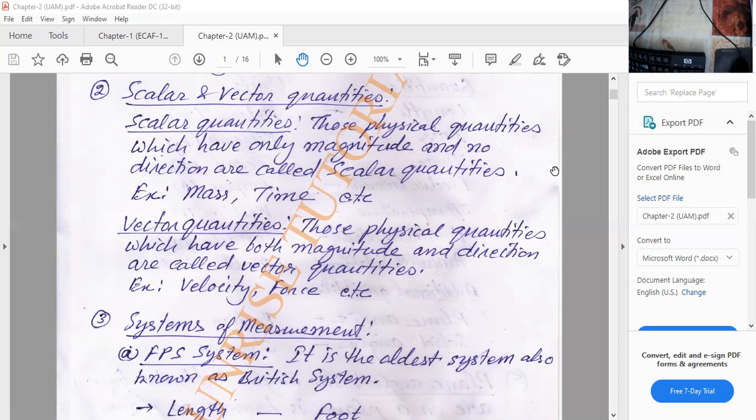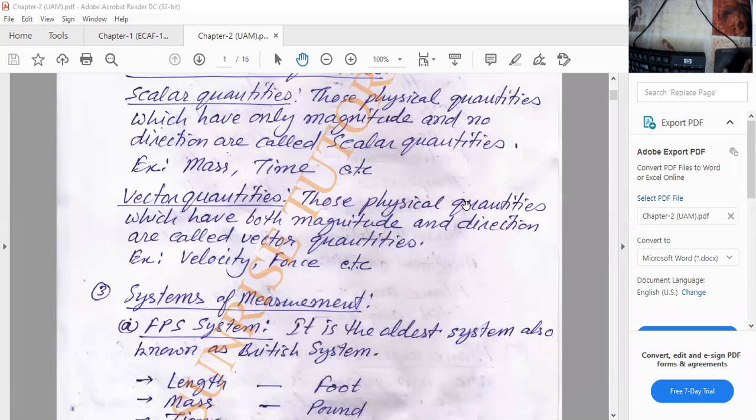In this case, we can take the example of mass and time, because mass and time do not have any direction. As far as vector quantities are concerned, these are the physical quantities which have magnitude as well as direction, right? Velocity is the best example, or displacement is an example of vector quantities, because they have direction. By changing the direction, their value changes. It means when a body is moving and its direction is changing, then its velocity is changing, right?